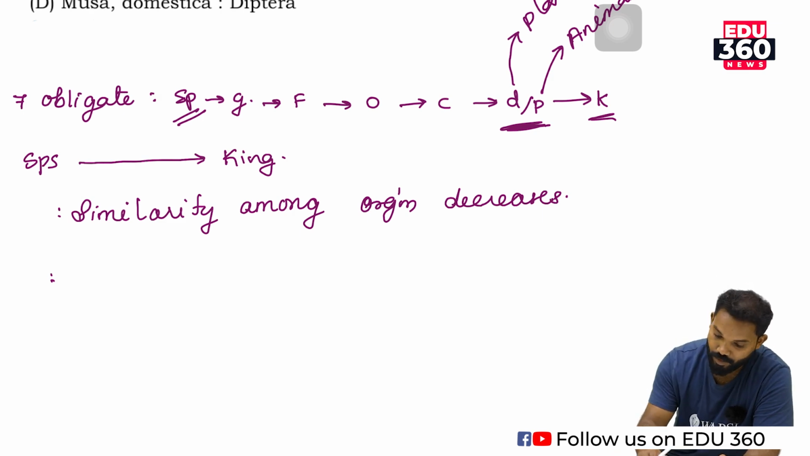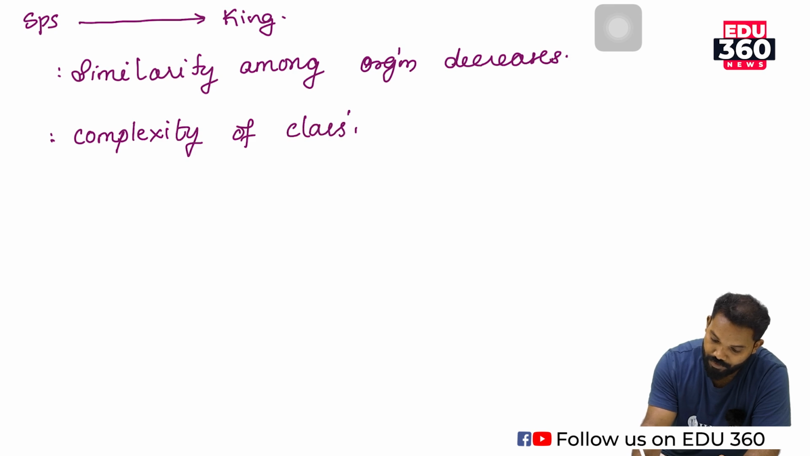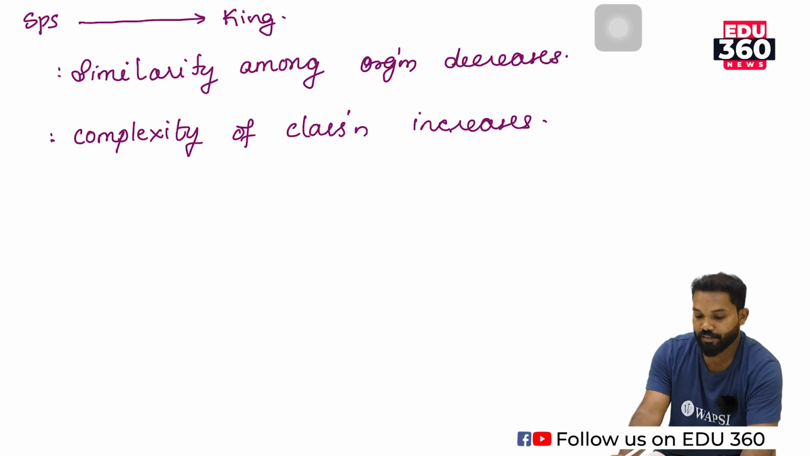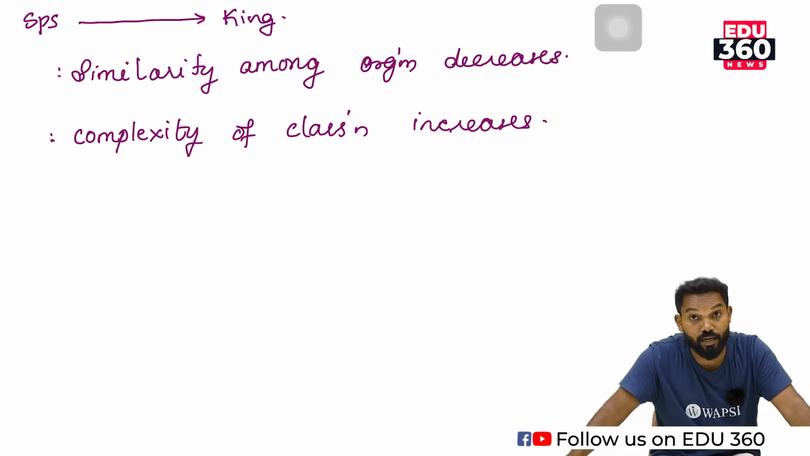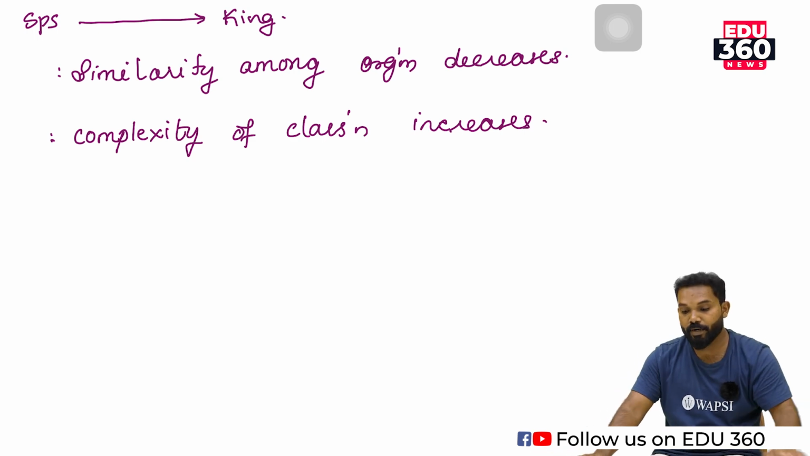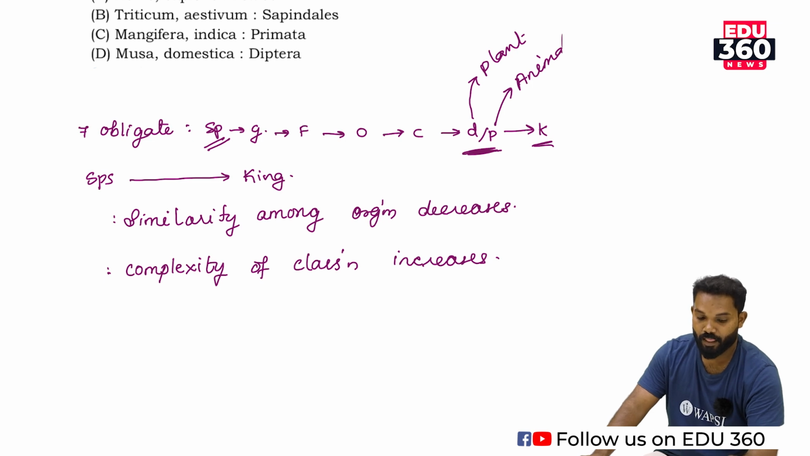Because of that, the complexity of classification increases. So from species to kingdom, similarity among organisms decreases and the complexity of classification increases.